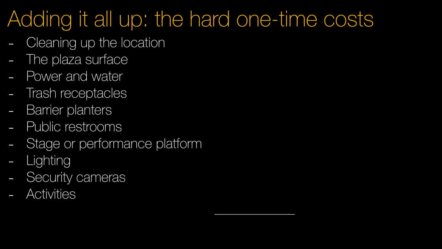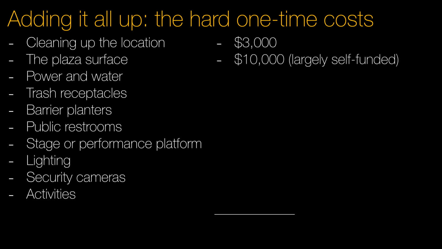So let's add all this up. First of all, we've got to clean up the location, the plaza. Cleaning up the location, I didn't even put in there. We know it has to be done. Let's give ourselves $3,000. You can get somebody with a backhoe or what we call a skid steer loader, like a Bobcat. And then the plaza surface, this is largely self-funded if you did bricks. So I didn't put the whole $40,000 or $60,000 there, and we put the balance. If you didn't sell that many bricks, you might be in it for 10 grand instead of 4 grand like I showed you.